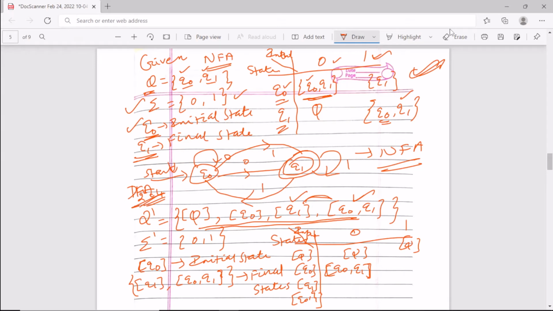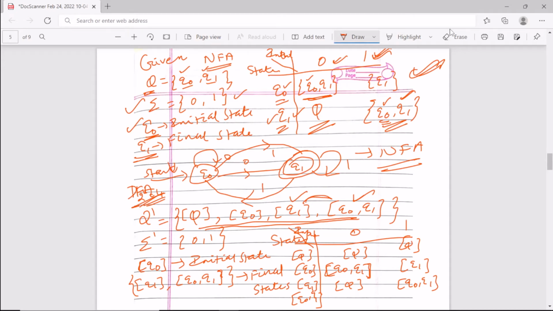Next, in Q0 while reading 1, you have Q1. Next, in Q1, if you read 0, what happens? You have only the empty state, no state exists. Next, in Q1, if you read 1, you have two possibilities: either you go to Q0 or you stay at the same state Q1. But here you have to write Q0, Q1, which means you are at the state Q0, Q1. Q0, Q1 here is a single state.